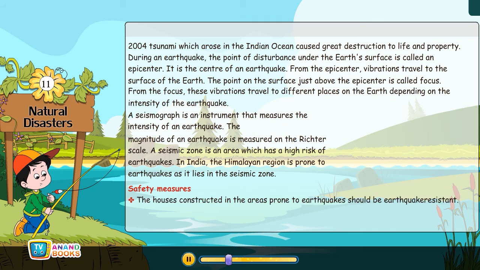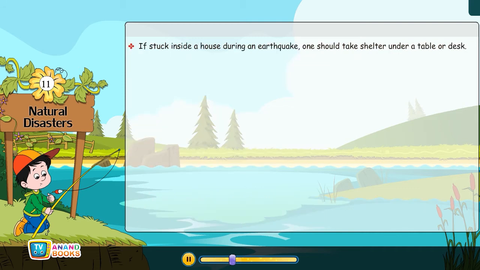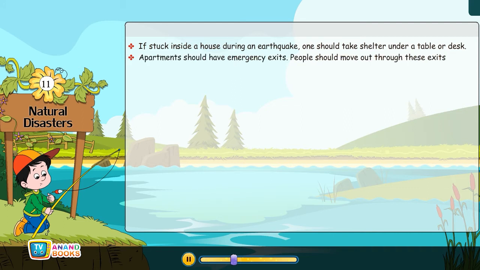Safety measures. The houses constructed in the areas prone to earthquakes should be earthquake resistant. When an earthquake strikes, people should move out to open spaces. They should stay away from any kind of solid structures, lamp posts, and electric transformers. If stuck inside a house during an earthquake, one should take shelter under a table or desk. Apartments should have emergency exits. People should move out through these exits and avoid elevators.